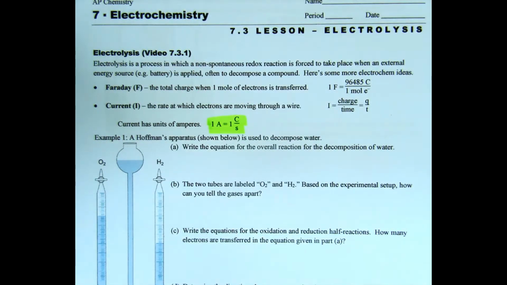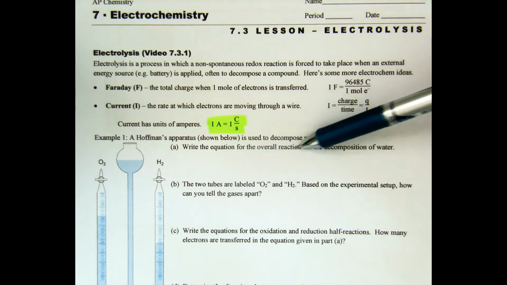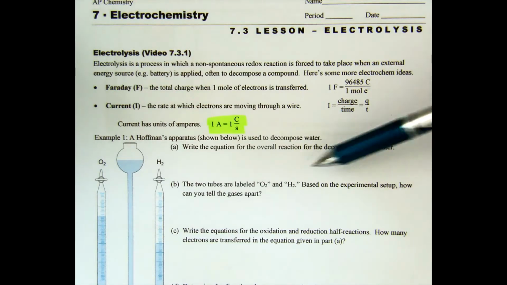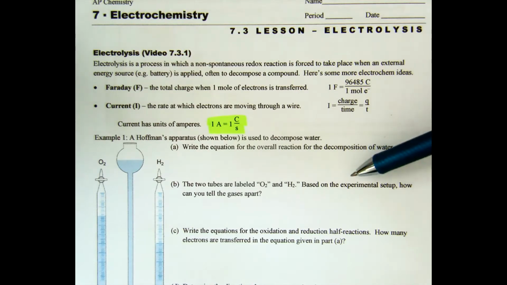So let's look at the Hofmann apparatus. The Hofmann apparatus is shown below, and that's used to decompose water into its constituent parts, so hydrogen gas and oxygen gas. Now right now, I'd like you to try parts A and B on your own. Write the equation for the overall reaction of the decomposition of water. So that has all of the O2, H2, H2O on it. So we're going from H2O to O2 and H2, make sure it's balanced.